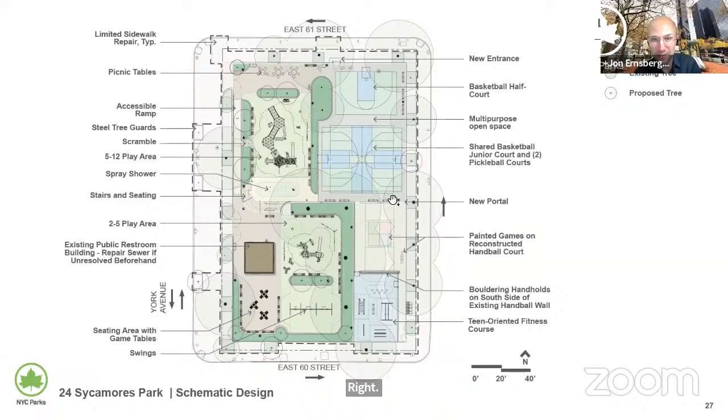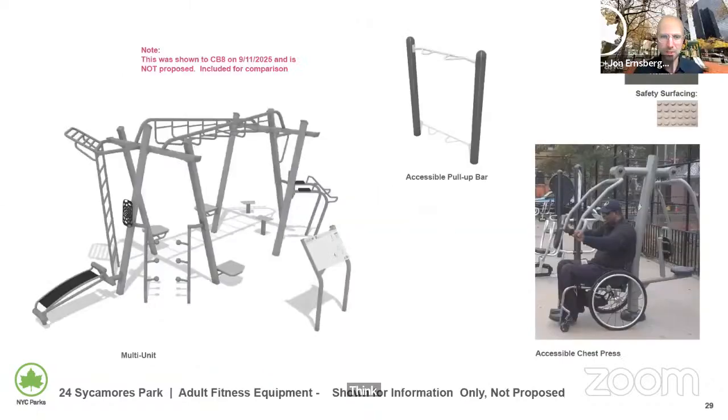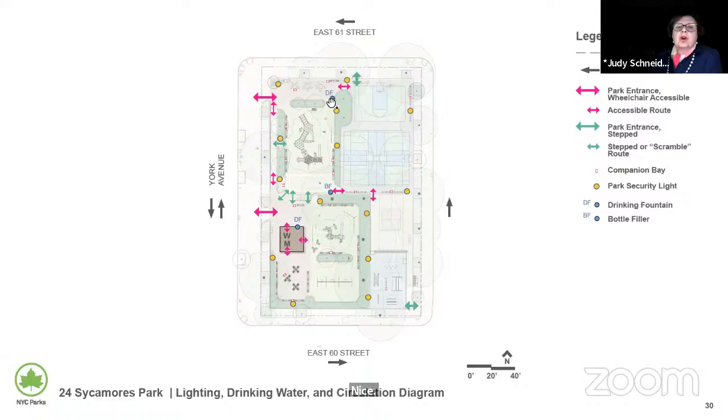And do we have a water fountain? Oh, yes, my diagram does. So you already have one on the building, and this adds a bottle filler here and a high-low drinking fountain up here as well. Oh, fine. Okay, so we're covered for trash removal and water.